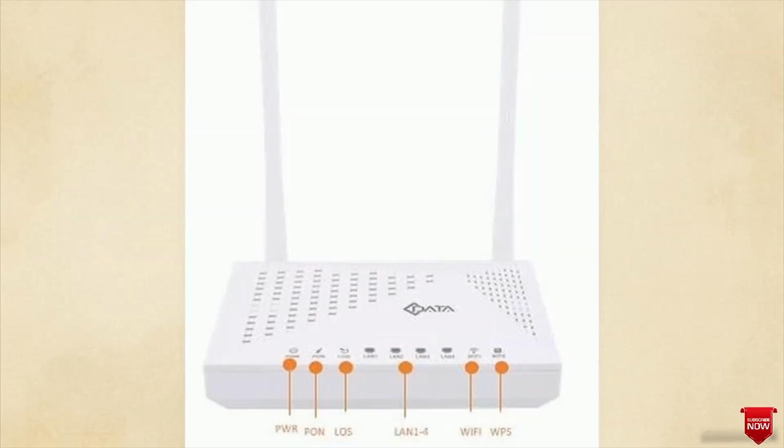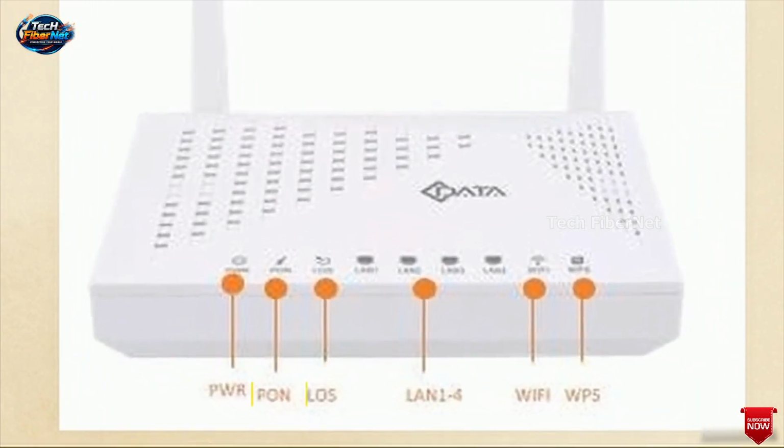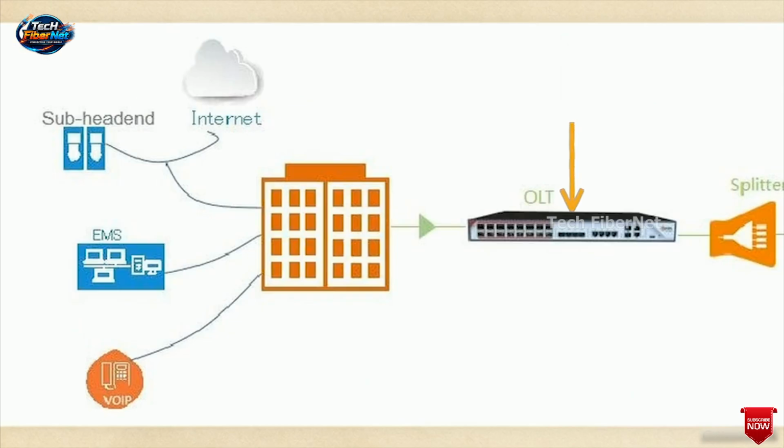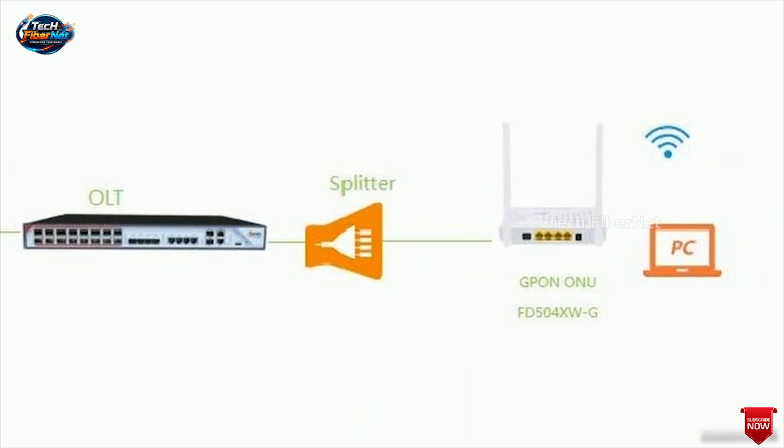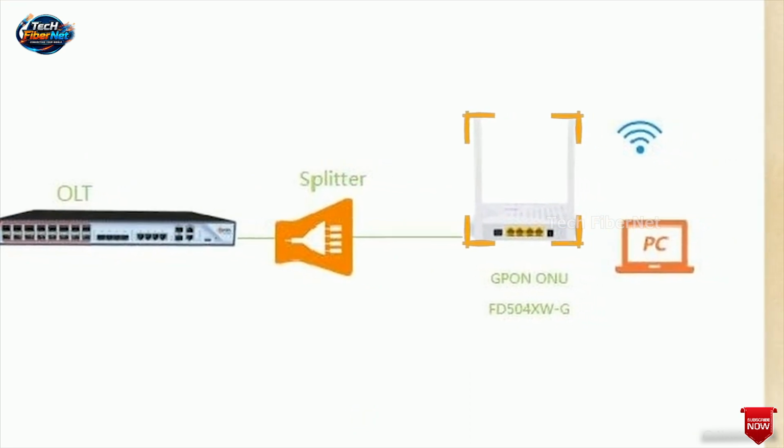You're trying to get online and nothing loads. To figure out why, we need to look at two specific LED indicators on your router, the PON and LOS lights. This diagram shows your internet's path. The signal starts at the OLT, travels through a splitter, and ends at your home's GPON ONU. When they successfully authenticate, the connection is complete.